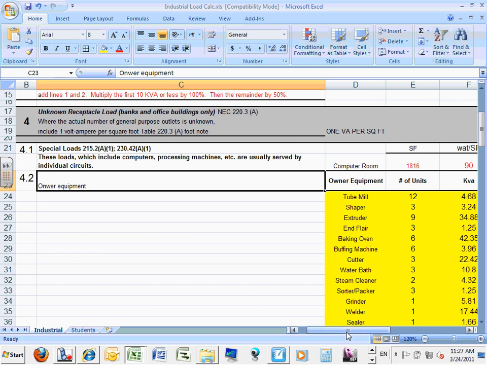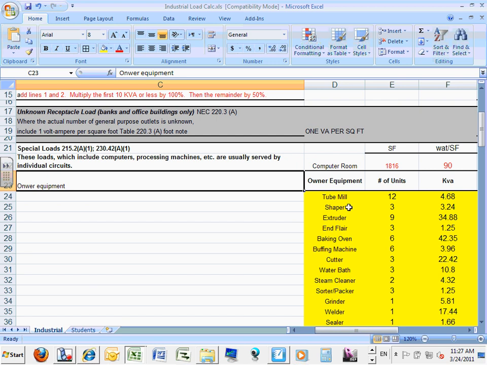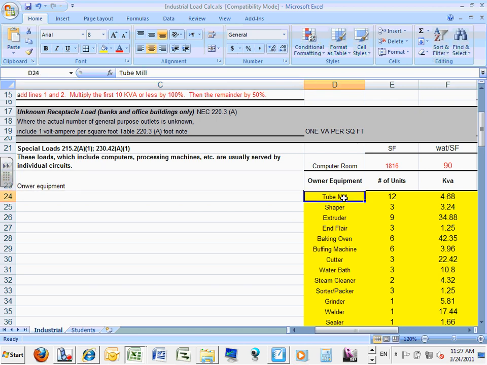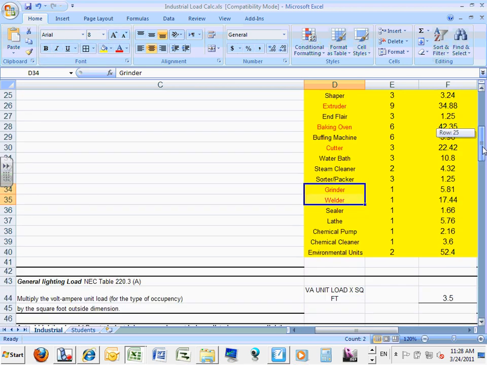Here's what I want to do, guys, to make it very easy on you. I'm going to highlight which one is 208. Remember, some are 208, some are 480. So I'm going to highlight in red the 480, because they're the smallest. The extruder, where's the extruder? This is 480. Anything in red is 480. Baking oven is 480. And cutter, Miss Cutter, is also 480. The grinder and the welder are 480. Okay, these are the only 480, and that's it.